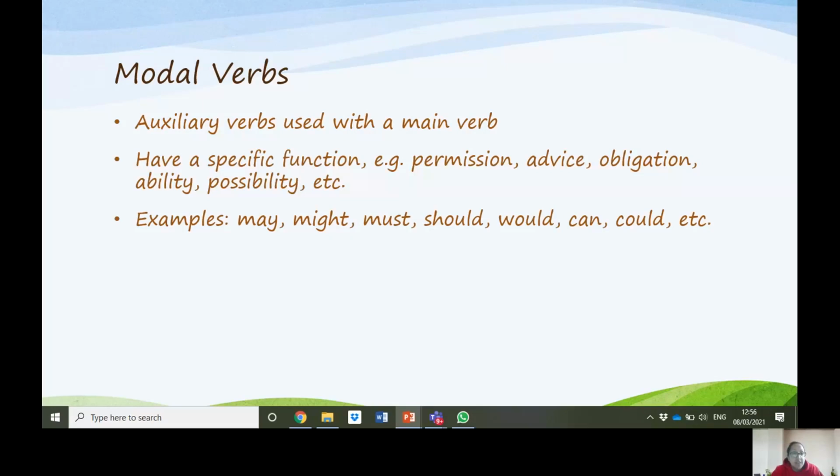And there are lots of different types of modal verbs like may, might, must, should, and so on. A modal verb can have more than one function depending on the context. For example, can be used for permission, ability, possibility. It all depends on the context it's used in. We're going to focus on the advice ones today.